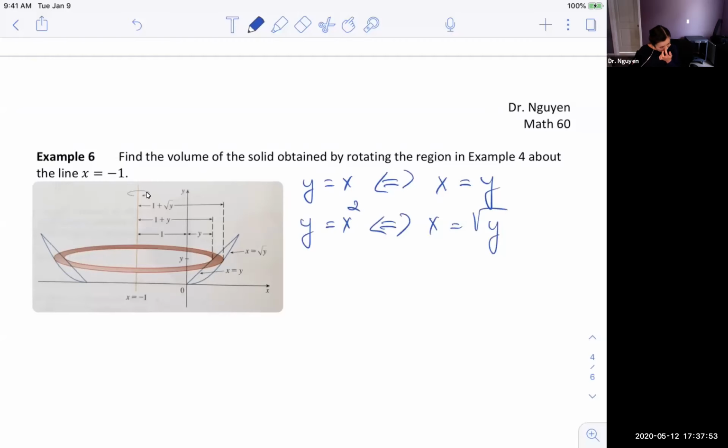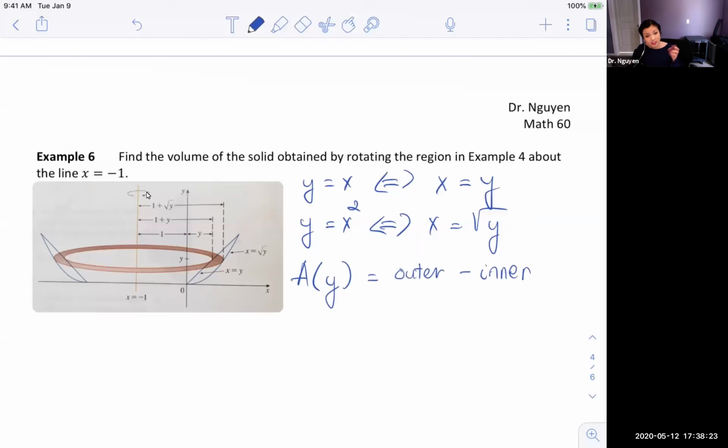Okay, so now we have a new solid and a new cross section, and this time y is going to change. So let's take a look. I'm still going to write outer minus inner.